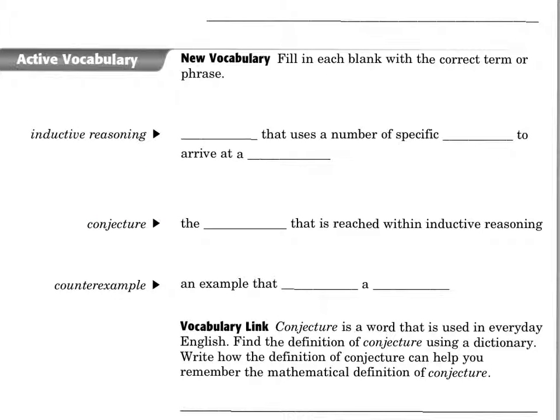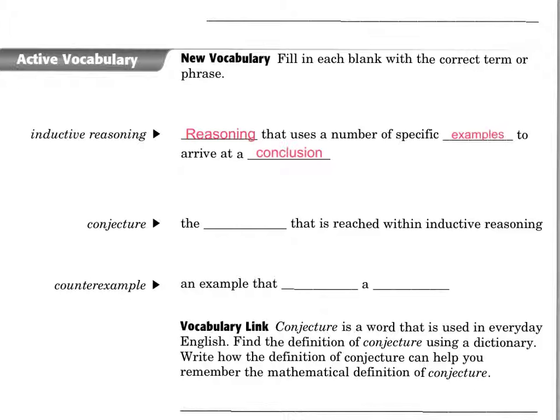First, inductive reasoning. What that is, is reasoning that uses a number of specific examples to arrive at a conclusion. It is reasoning based off of patterns. So if you see something that there is not a rule already described for, it's a pattern or something you've noticed over time, that's inductive reasoning.